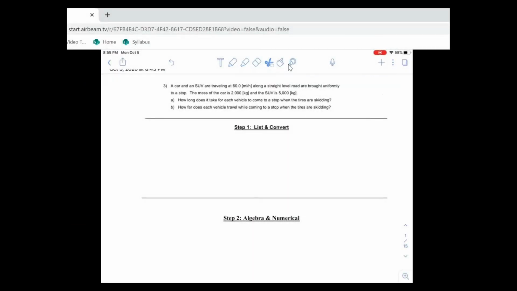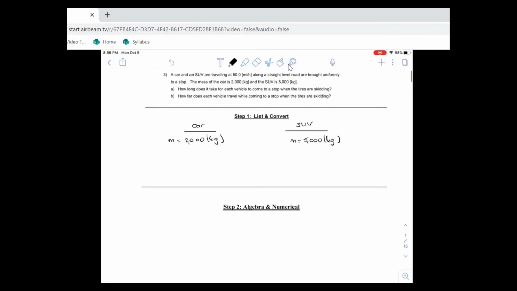Instead of breaking the problem into like 1,000 different pieces, we'll just do the problem. Okay, so what do I know? We've got a car and an SUV. We'll have the car over here and the SUV right here. The mass of the car is going to be 2,000 kilograms and the SUV is going to be 5,000 kilograms. Both of them are going at 60 miles per hour.